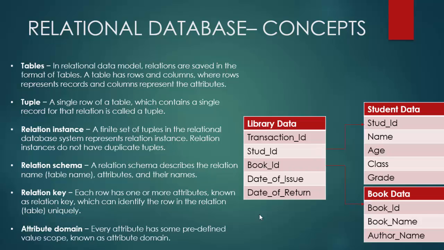The set of values which an attribute can take is known as the attribute domain. As I told earlier, a student ID can only be a number. The attribute domain for the student ID attribute is only integer numbers. Similarly, a student name can only be comprised of alphabets. It cannot have numbers. Hence, the attribute domain of a student name is alphabetic characters.